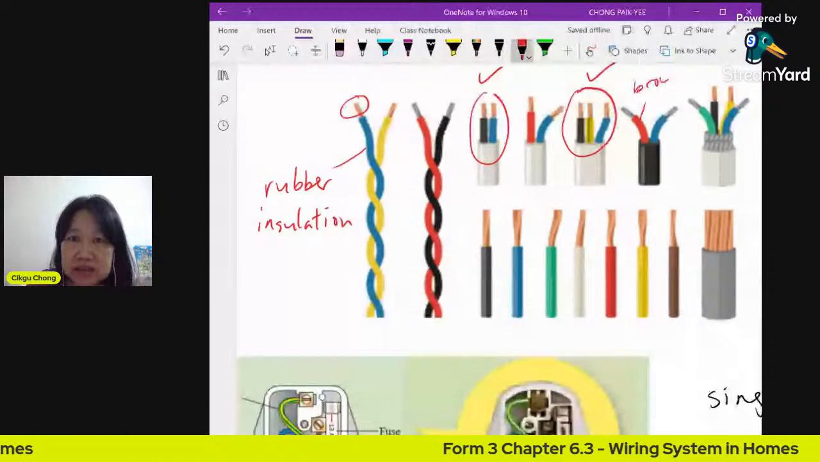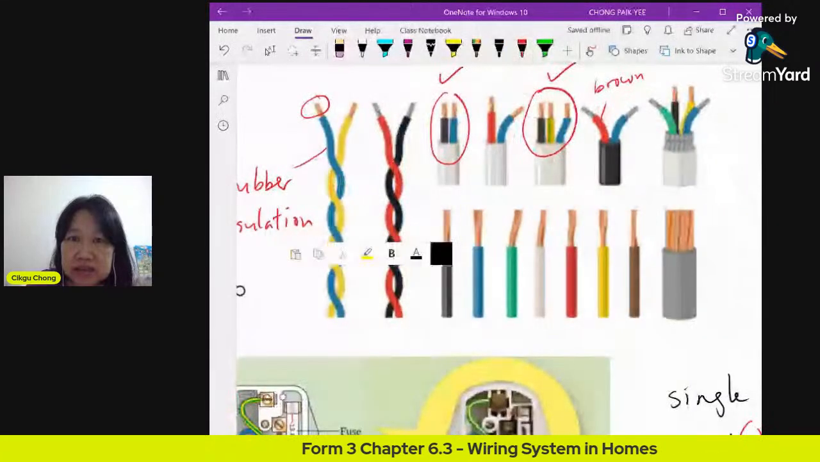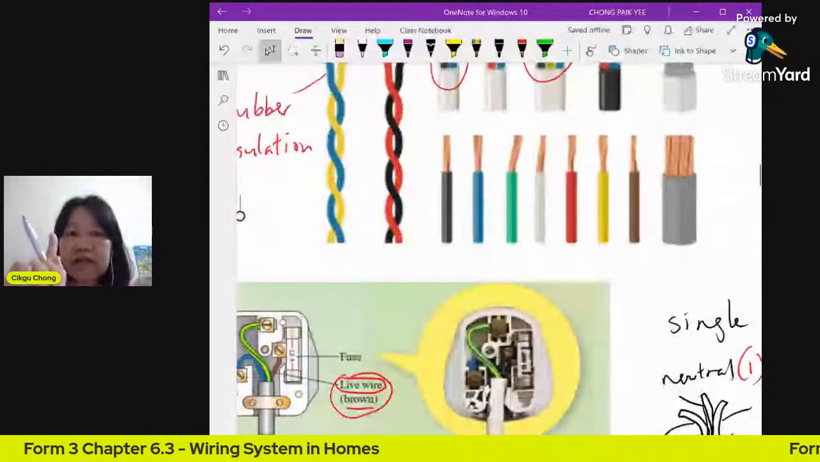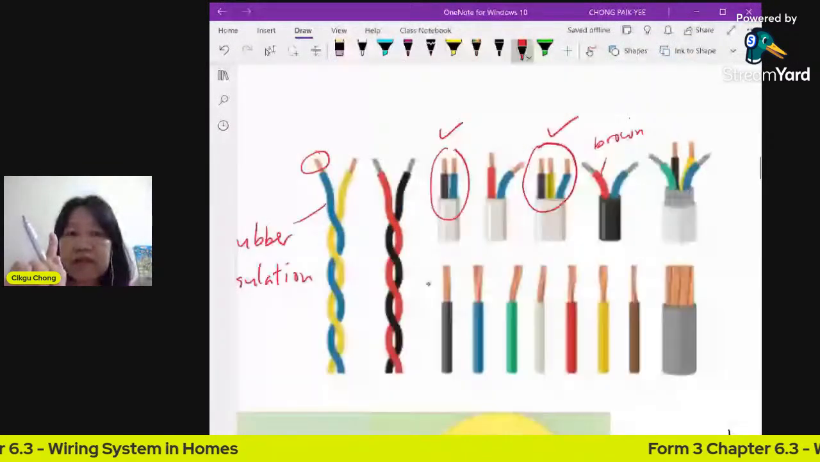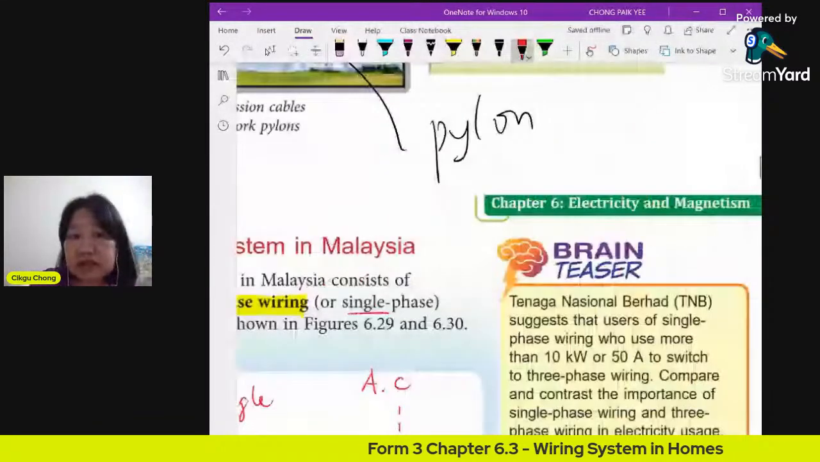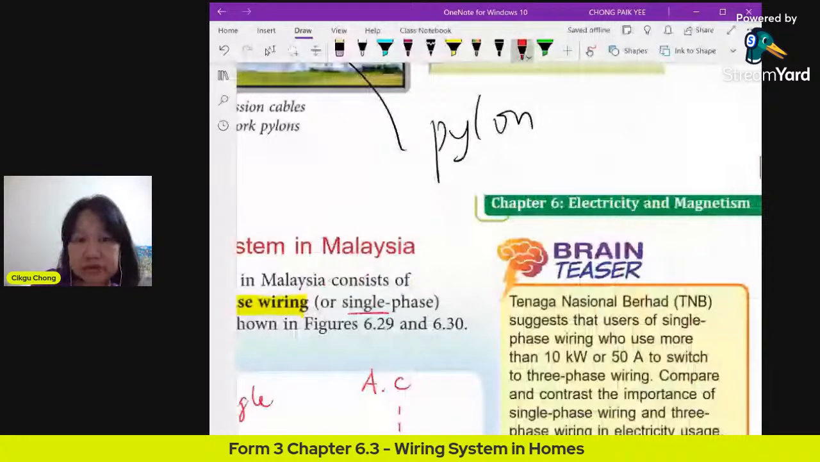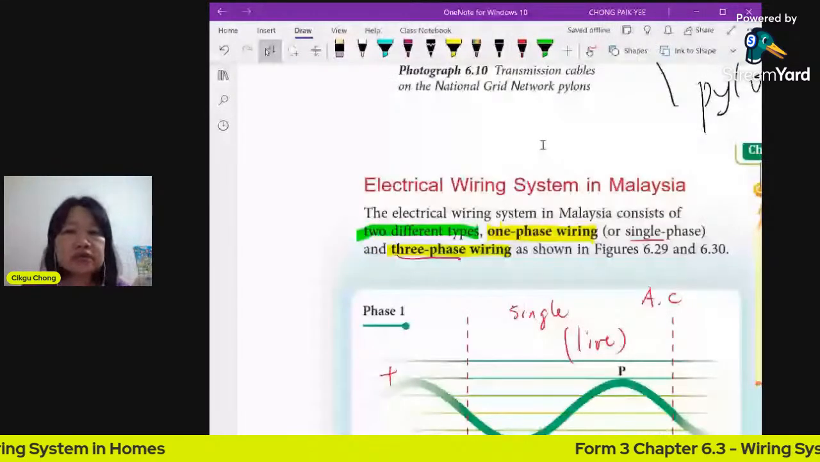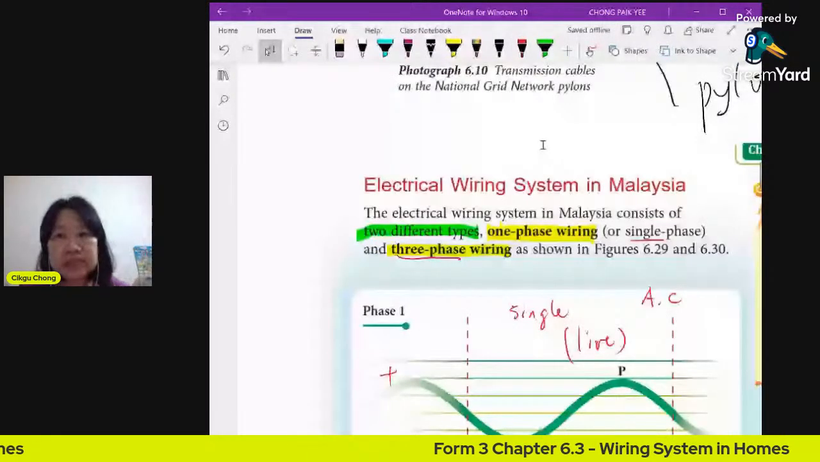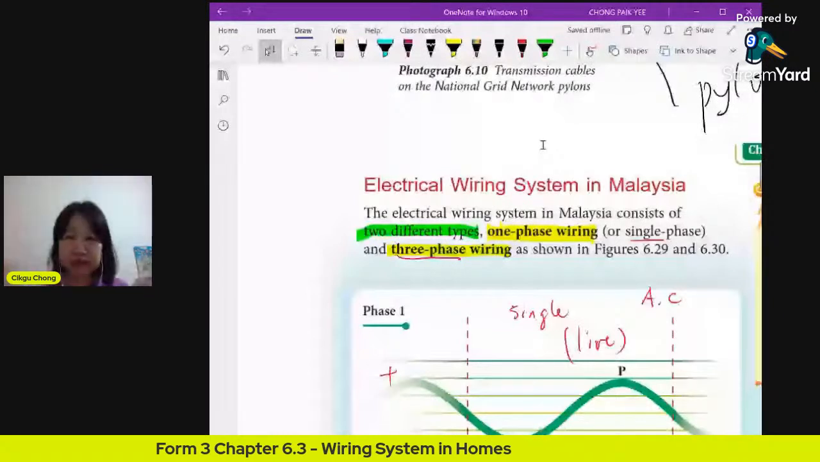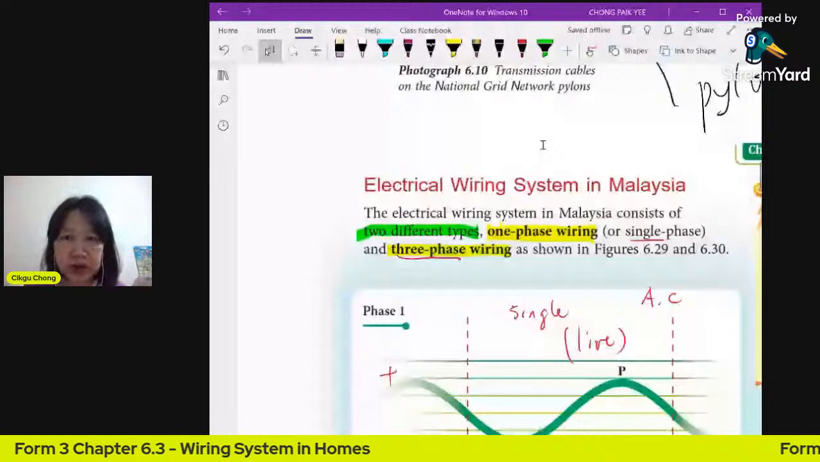That's why in your single phase, you only have one live wire, one brown wire. This is your live wire. If you're talking about single phase, go back to this one: there's only one live wire, and that is the only wire that gives you the current. It brings in the current from outside. So it goes up and down because it's alternating current. There's only one live wire.